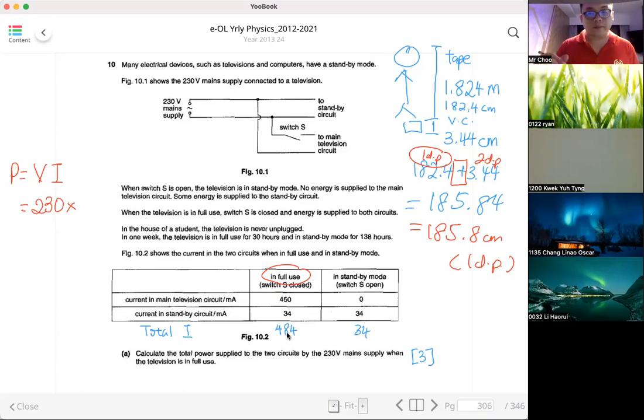Okay, sorry. The answer here is milliampere. So if it's in ampere, it is 0.484 ampere. So you multiply by 0.484. Okay, in your working, write down the full answer. In this case, it will be 111.32.